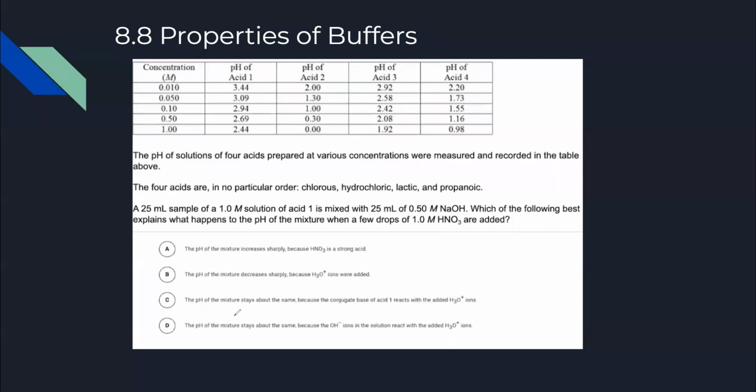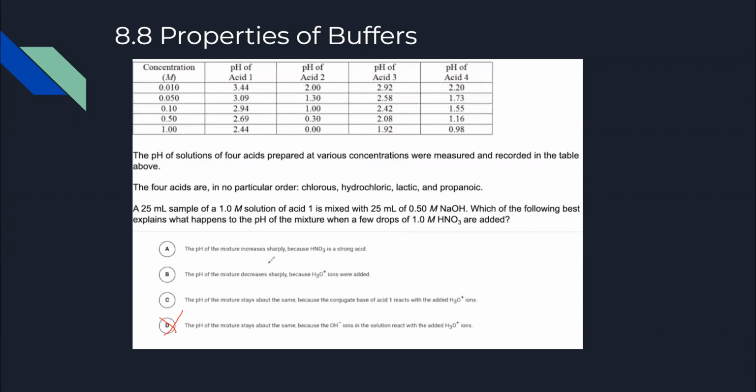So what you can first take out is that the pH of the mixture stays about the same because the hydroxide ions in the solution react with the H3O. The thing is, the conjugate base is not hydroxide; hydroxide is not the one we're trying to see, because these dissociation reactions do not have hydroxide in them. So we have to use the conjugate base to determine. So you can basically just cross out D. D won't be the right one.